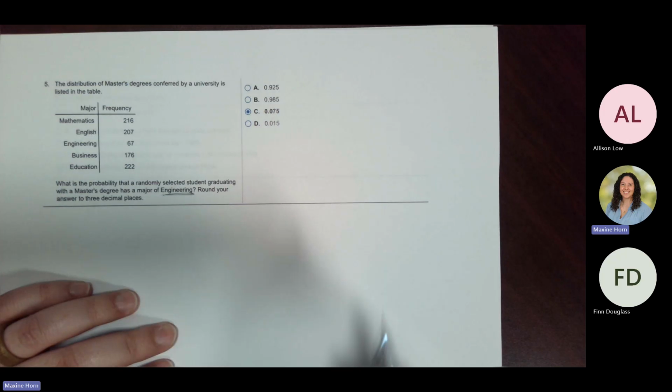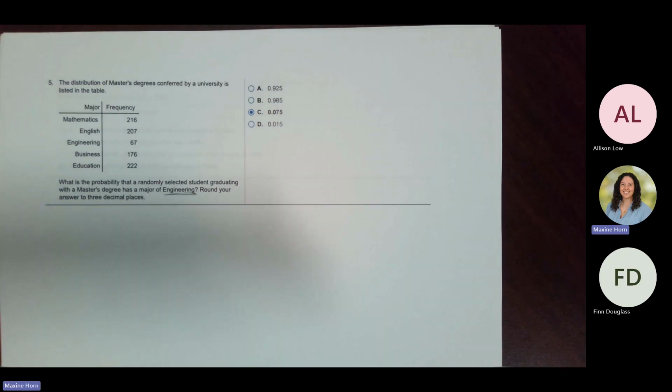Okay, the distribution of master's degrees conferred by a university is listed in the table. We've got a variety of degrees and their corresponding frequencies. What is the probability that a randomly selected student graduating with a master's degree has a major of engineering? Round your answer to 3 decimal places.